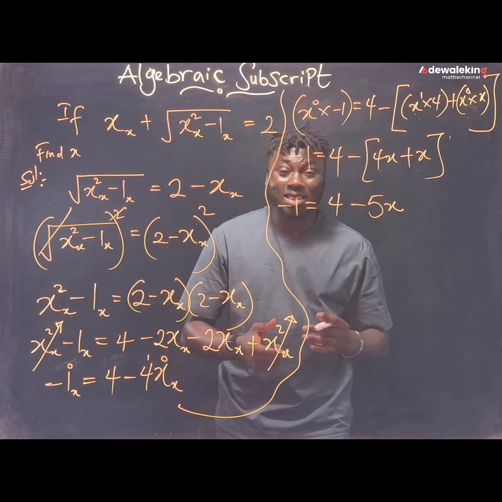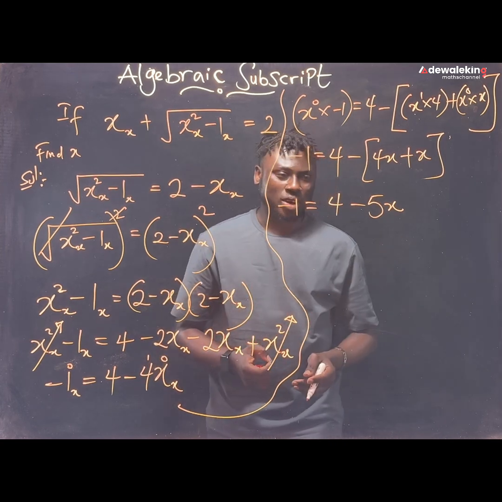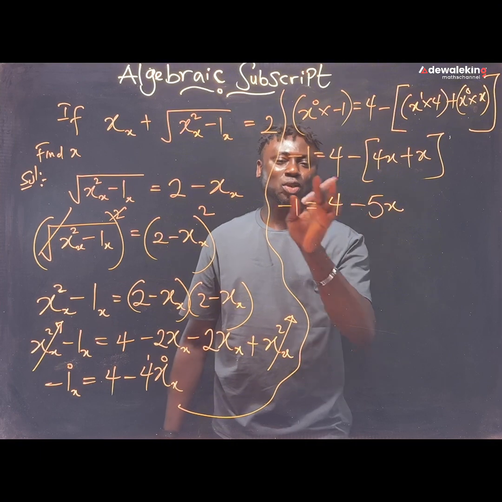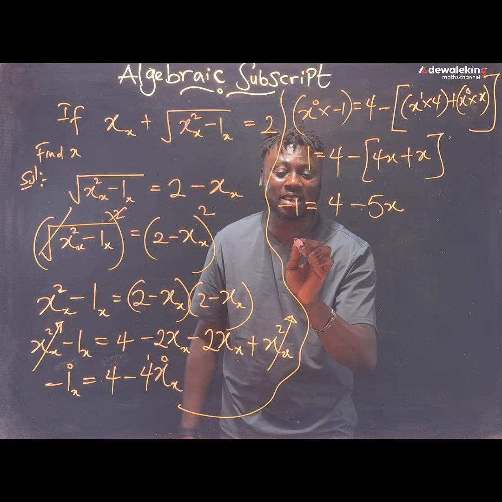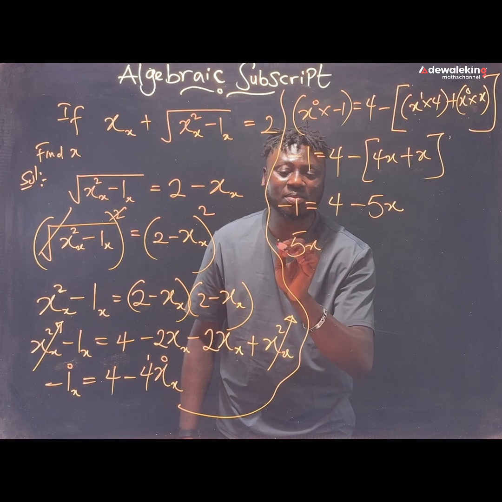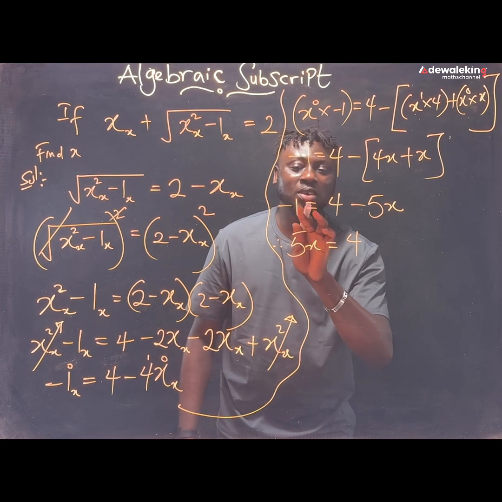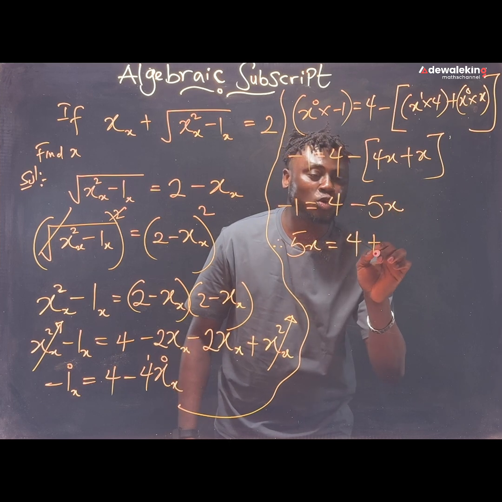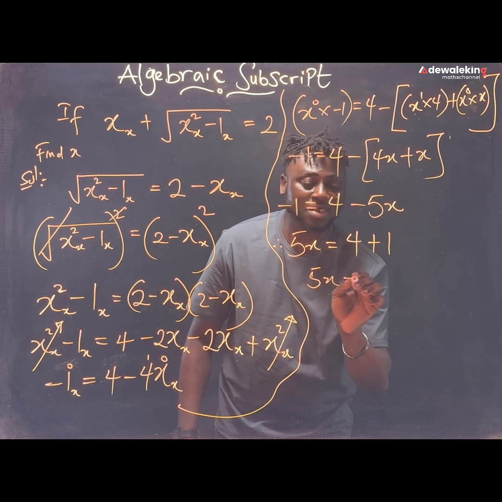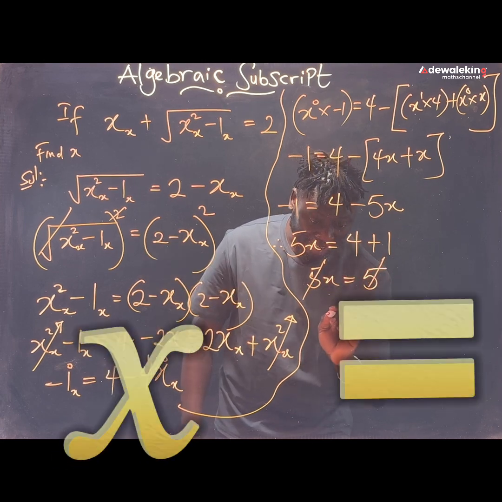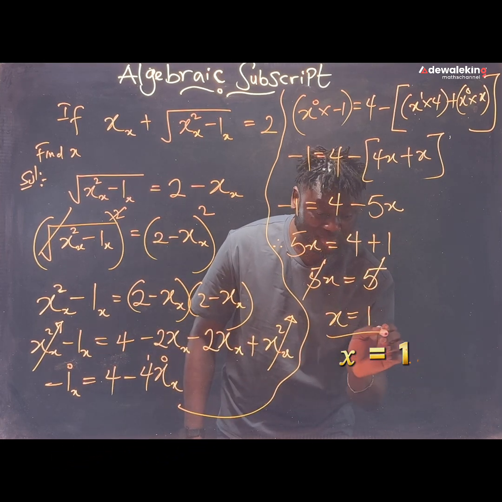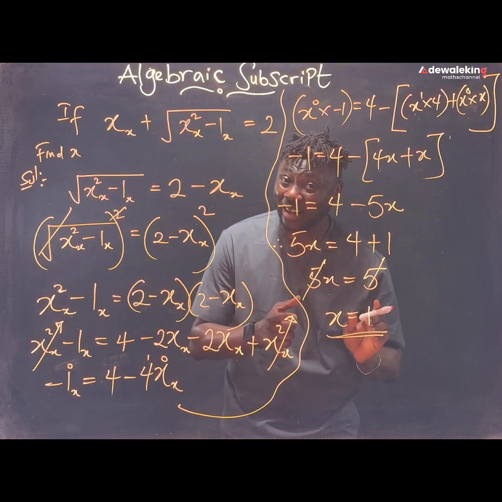So the equation is now in a simpler form. We can now say this should come over here because it's minus 5x crossing the equality sign. So that will be 5x equals 4. Then this coming here will be plus 1. And that is 5x equals 5. And this cancels this, x is equal to 1. So that will be the answer.